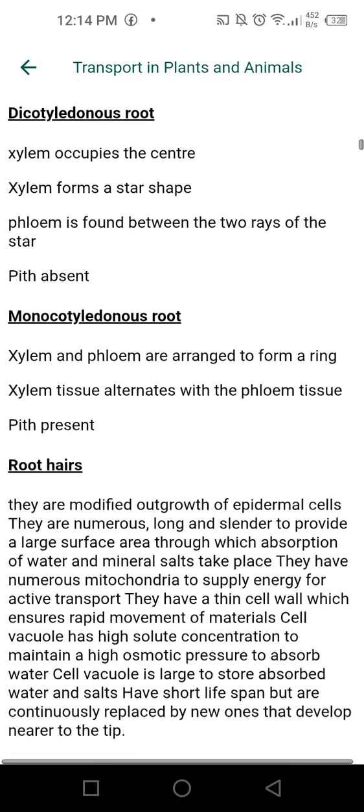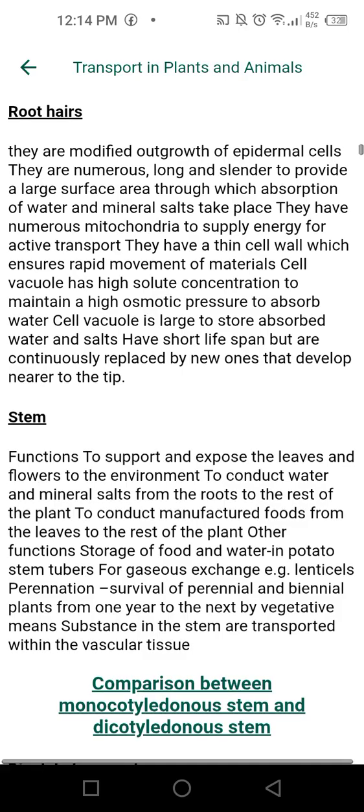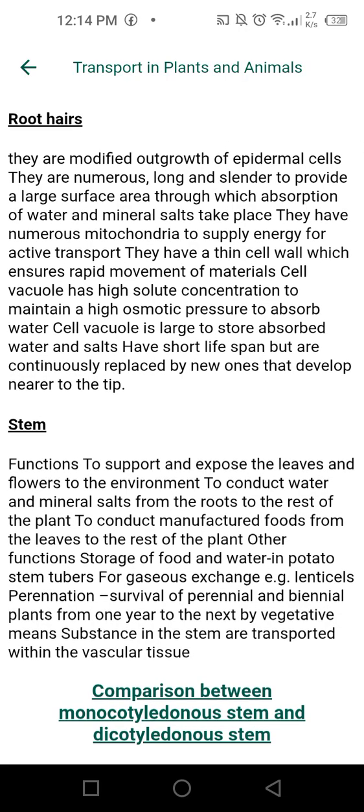They are numerous, long and slender to provide a large surface area through which absorption of water and mineral salts takes place. They have numerous mitochondria to supply energy for active transport. They have a thin cell wall which ensures rapid movement of materials. The cell vacuole has a high solute concentration to maintain a high osmotic pressure to absorb water. The cell vacuole is large to store absorbed water and salts. Root hairs have a short lifespan but are continuously replaced by new ones that develop nearer to the tip.